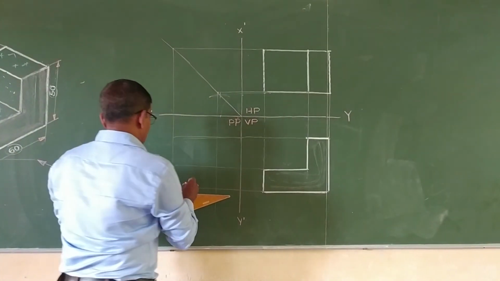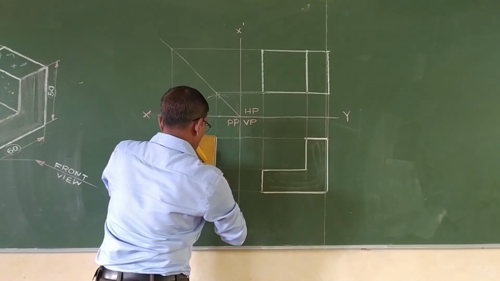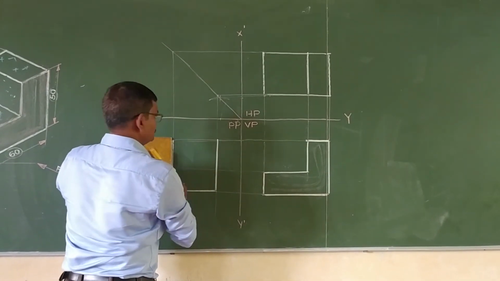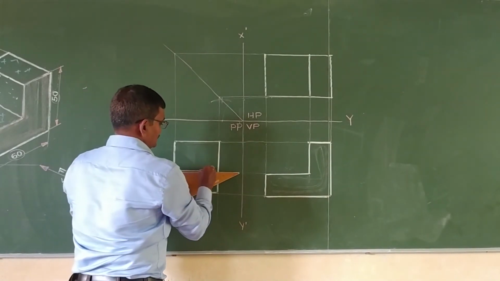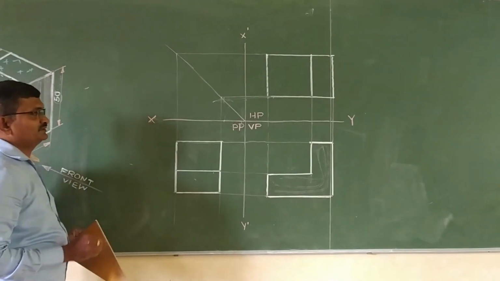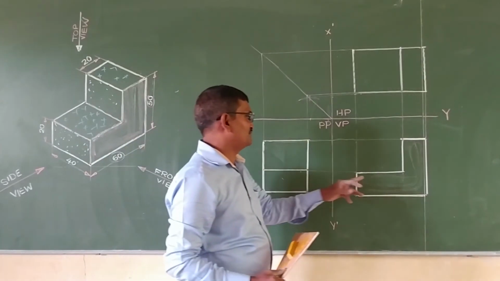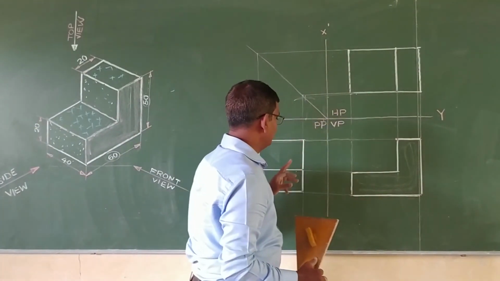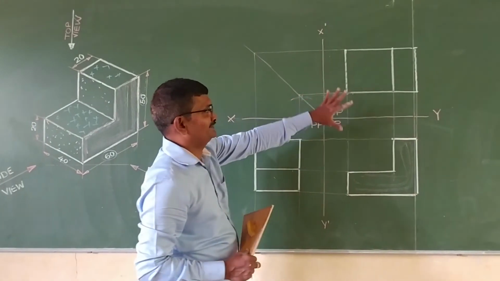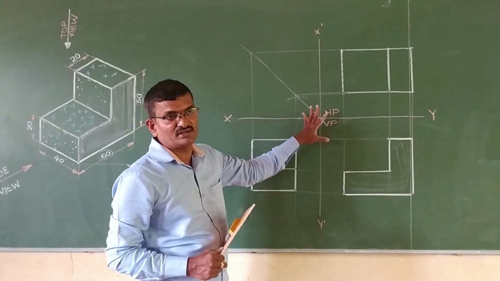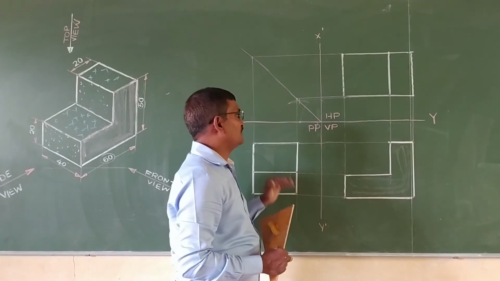Now complete this. And these two steps are divided by this line. This is the side view. Now we got three views: front view, top view, and side view. Now indicate the dimensions. The three views give the shape of an object. As well as that, we have to give the size of the object.